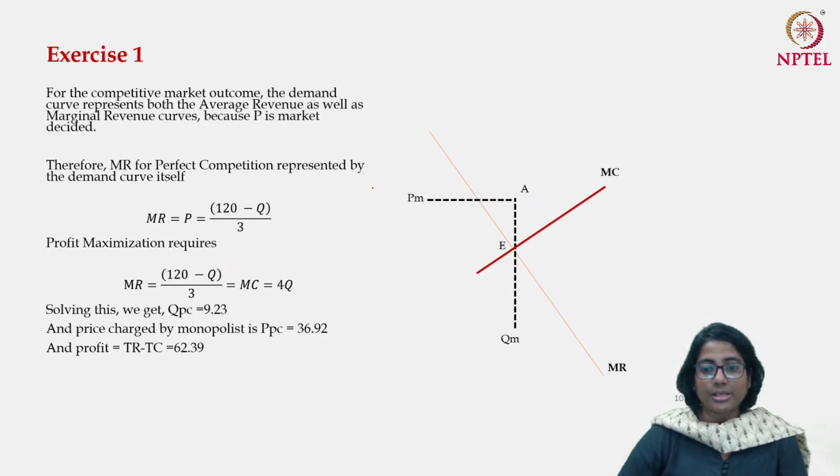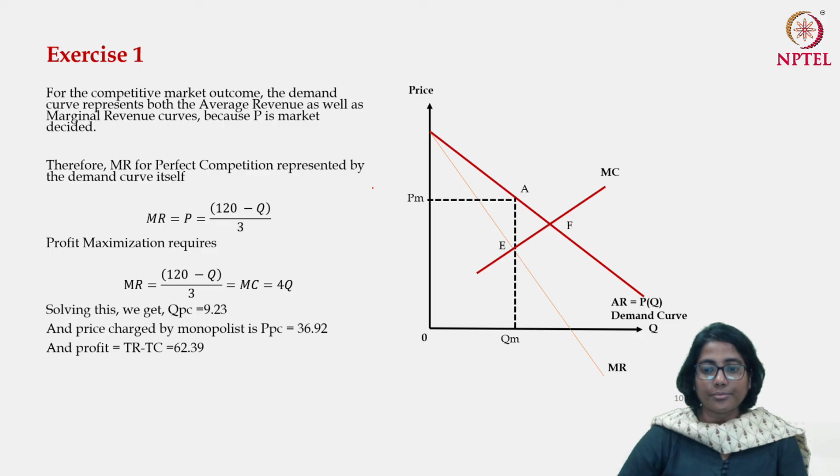Let us see what happens in case of the perfectly competitive market outcome. So this is what now we are showing for the monopolist. So I have actually made this MR line thinner, because for the perfectly competitive market, average revenue itself is the marginal revenue. Okay. So in case of perfect competitive market, MR is equal to P, which is 120 minus Q by 3. This is again given because P is given. So we know this is the marginal revenue. So you see that the average revenue curve itself is the marginal revenue curve.